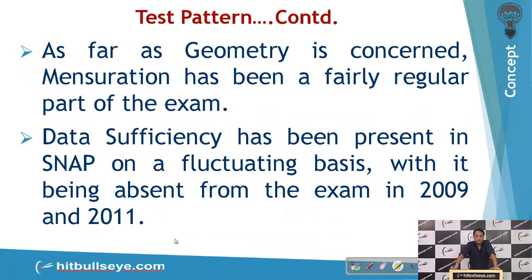As far as geometry is concerned, mensuration has been a fairly regular part of the exam. Data sufficiency has been present in SNAP on a fluctuating basis, with it being absent from the exam in 2009 and 2011. So the message here is that since questions from data sufficiency have been there in certain years, one has to prepare similar questions, and you cannot go in with a mindset that since the questions were missing in certain years, it might extend to this year as well.